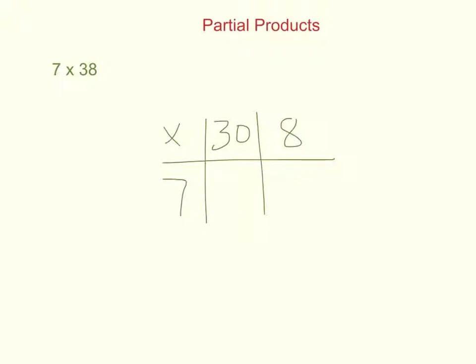7 times 30 is 210, and 7 times 8 is 56. Now you just have to add 210 plus 56, and the answer is 266.